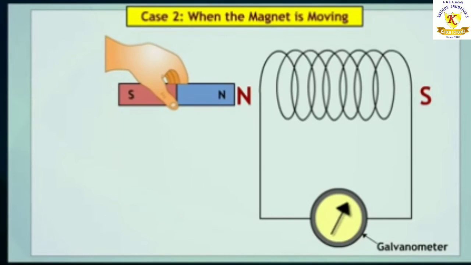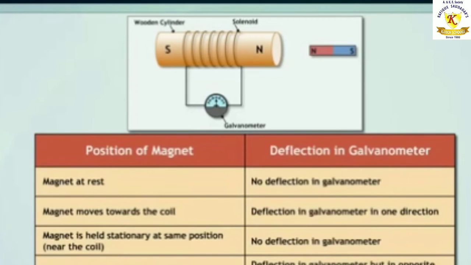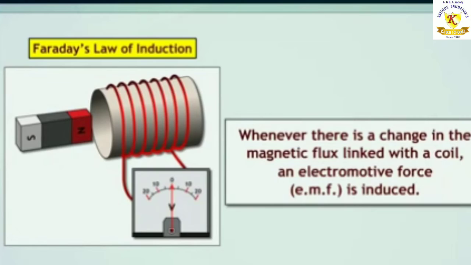But when the magnet is moved towards the coil or vice versa, the magnetic flux changes and an EMF, that is electromotive force, is induced in the coil. If the circuit is complete, the EMF causes current to flow through it. Now, the position of the magnet and deflection in galvanometer. Magnet at rest, so there is no deflection in galvanometer.